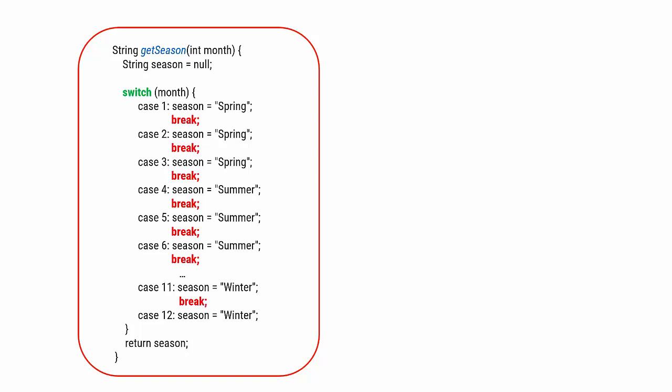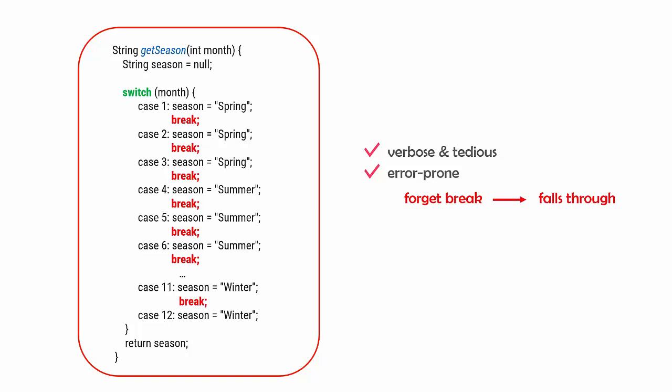So here we have the method getSeason, which takes month as an int and returns the corresponding name of the season. And it uses a switch statement. So the problem here is in each of the case branches, we have the break statement. That makes it verbose and it is also tedious to write all those break statements. And it is also error prone because if we miss a break statement, then the control falls through until we hit a break statement in a subsequent branch.